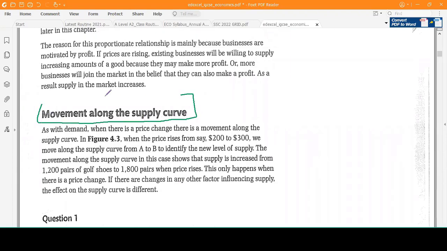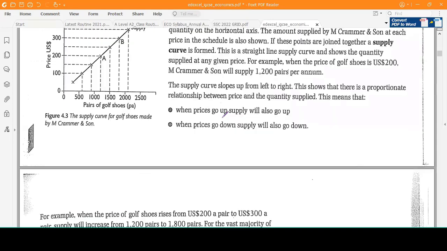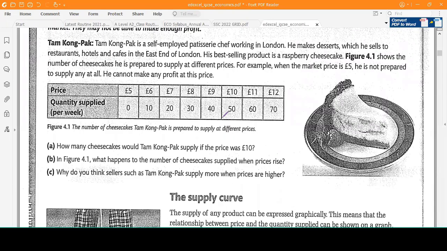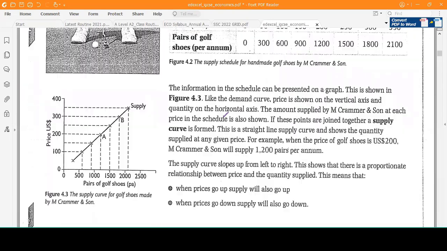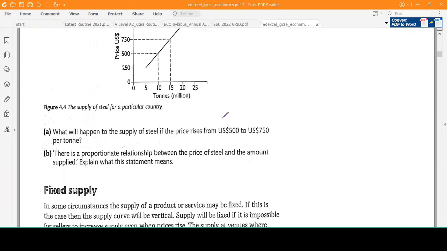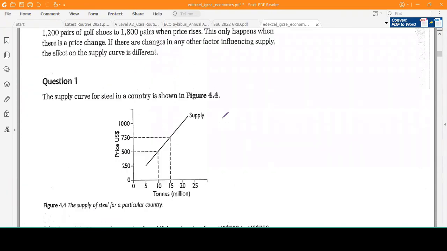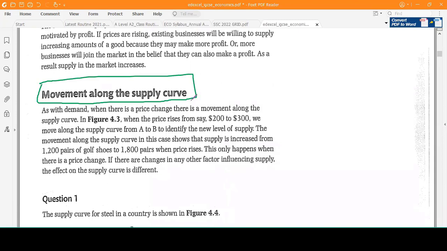Movement along the supply curve. And that's from chapter number 4, the supply curve. You see that on your book page number 13. So we have the concept of a similar thing from the chapter on the demand curve, movement along the demand curve, and this is just the similar thing, just it's for the supply curve.